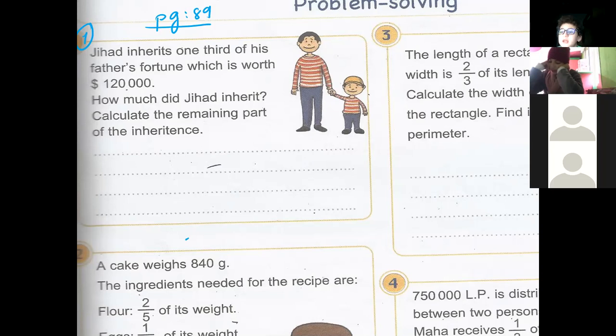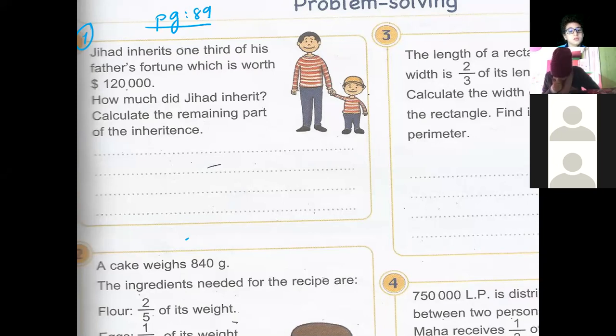Now teacher, listen carefully. What do I mean by father's fortune? It's what they inherit when he dies. Bravo. Excellent. So when he dies, his sons inherit one-third of his father's fortune. Fortune means the amount of money that they took when he dies.